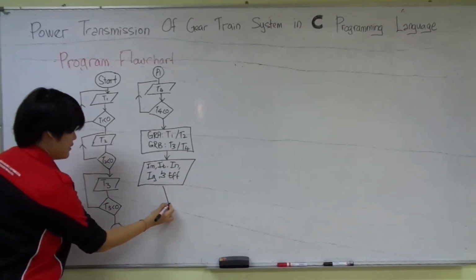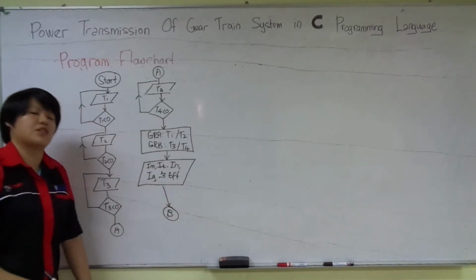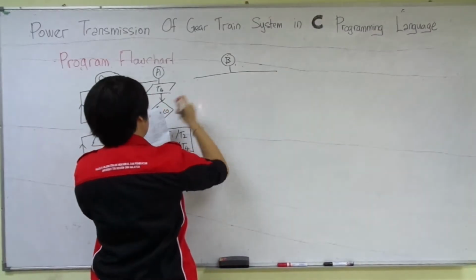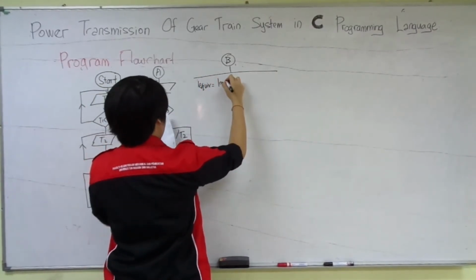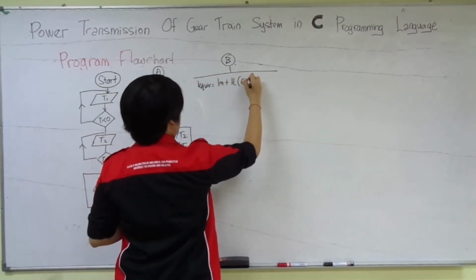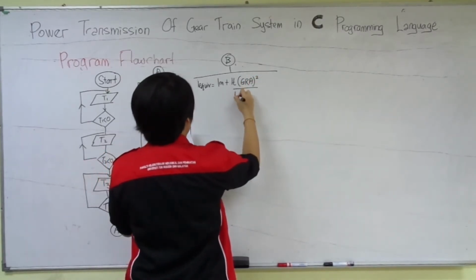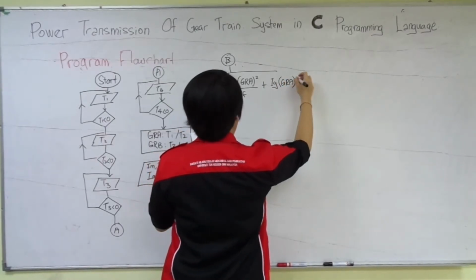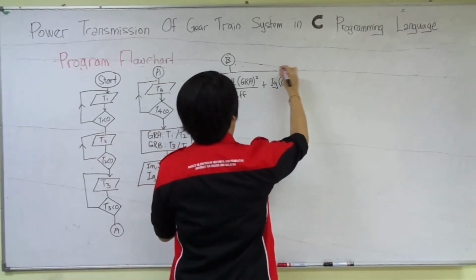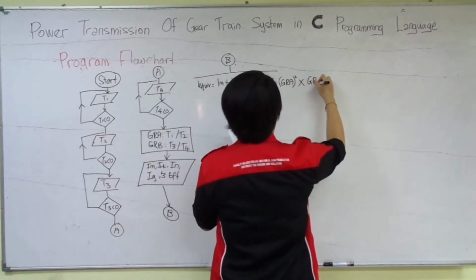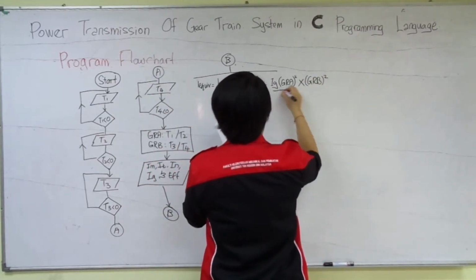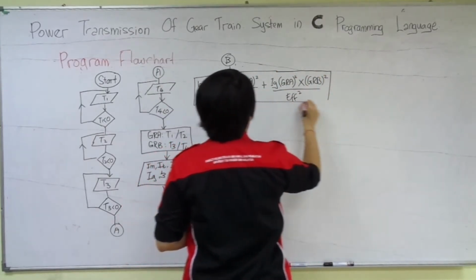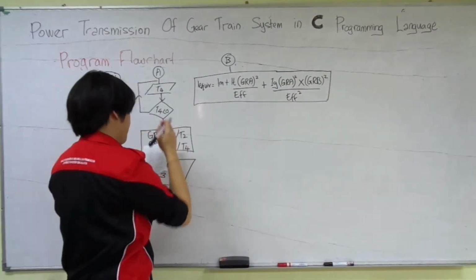Next, the calculation of the equivalent moment of inertia for the whole system will be conducted, whereas I equivalent is equal to the moment of inertia of the motor plus IT times gear ratio A to the power of 2 divided by efficiency, plus IG times gear ratio A also to the power of 2, multiplied by GRB, gear ratio B, to the power of 2, divided by the efficiency to the power of 2. So this will be the calculation for the equivalent moment of inertia for the whole system.